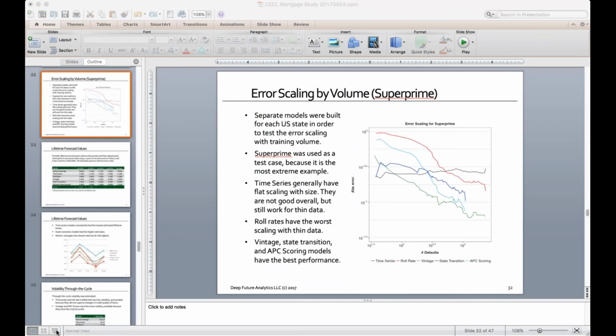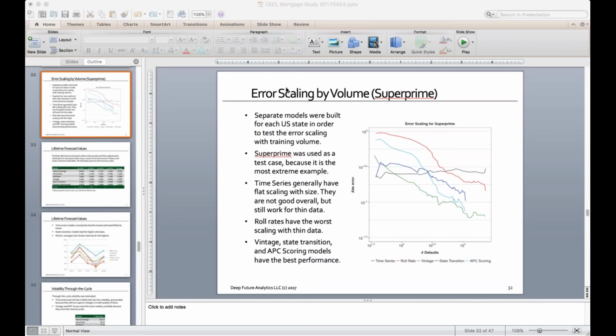Now, another aspect of accuracy is the error scaling by volume. We'll make these slides available afterwards so that you can spend some time interpreting these graphs, but I'll give you the quick interpretation. On the x-axis, you have the log of the number of defaults. On the left, you have very few defaults; on the right, you have a lot of defaults. So it's basically small state versus large state. On the y-axis, you have the percentage error on a log scale. So this top number, 10 to the 0, that's 100% error.